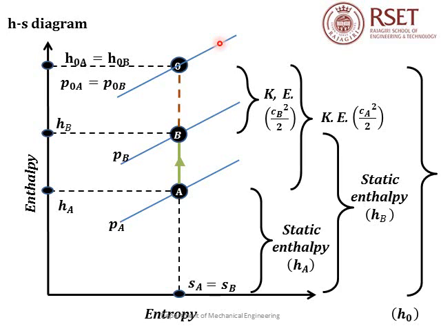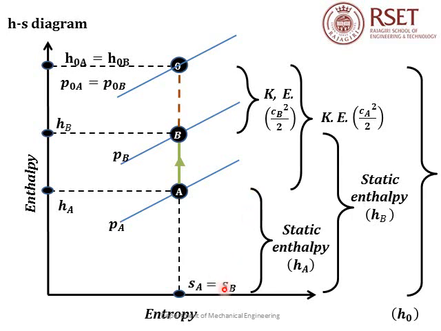The constant pressure line passes through this point, which gives the stagnation pressure at point 0. And we see that the stagnation pressure also remains the same during an isentropic flow. Now let us come back and see how the kinetic energy variation is depicted in an HS diagram.